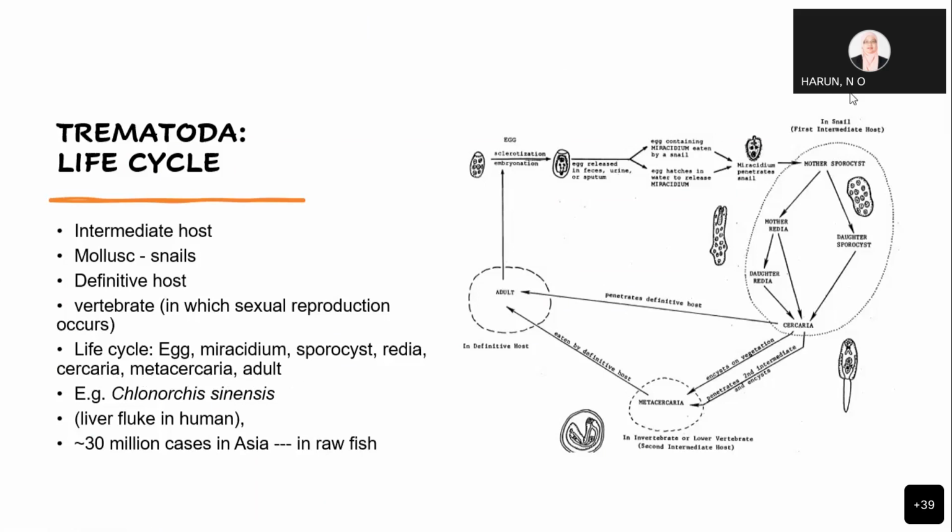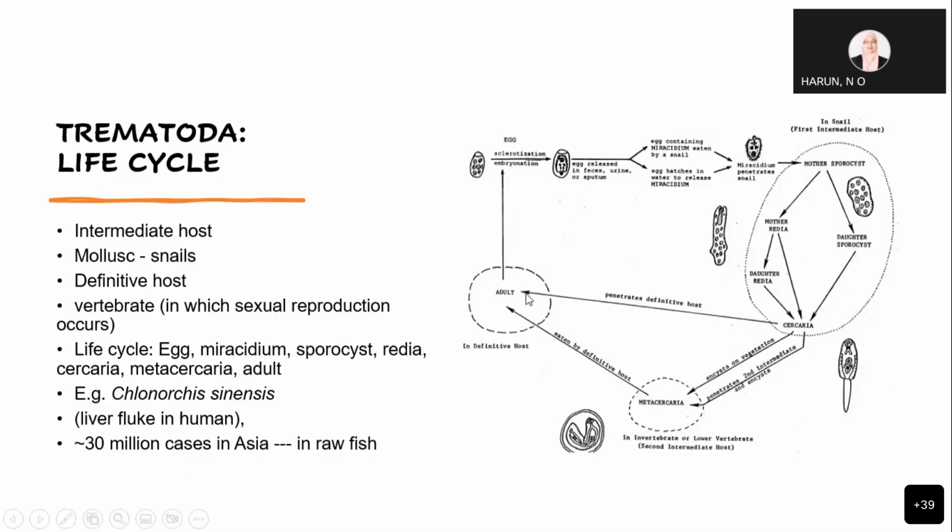Contoh seperti Clonorchis sinensis iaitu liver fluke in human. About 30 million cases in Asia normally been reported, especially those who love to eat raw fish. Okay, and this is how the life cycles of the trematode.